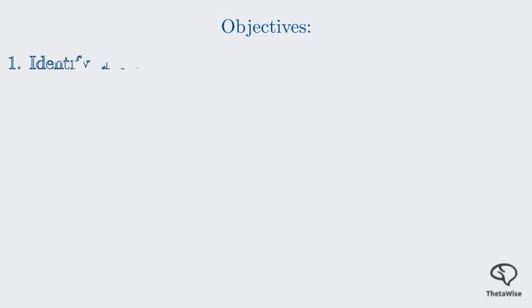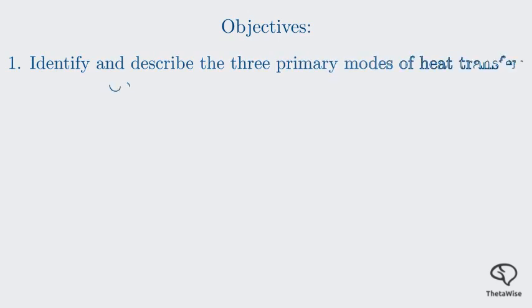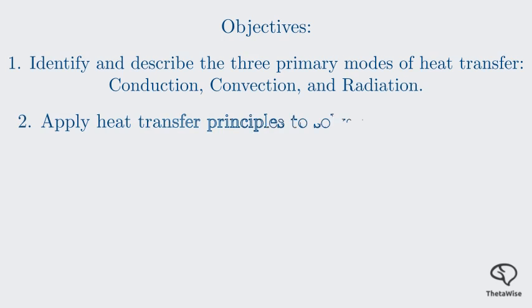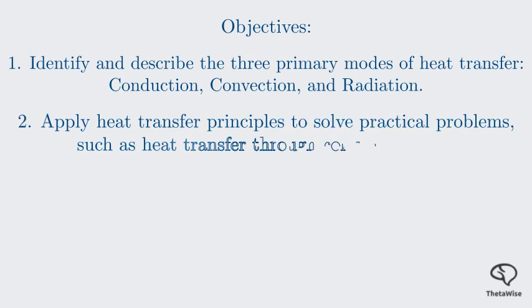First, you will learn to identify and describe the three primary modes of heat transfer: conduction, convection, and radiation. We'll explore the underlying principles and mathematical foundations of each. Second, we will apply these principles to solve practical problems involving heat transfer through composite walls. This will give us a strong foundation for understanding the resistance networks in heat exchangers. By the end of this session, you will be able to confidently explain and calculate heat transfer for these foundational scenarios. Let's begin with the first mode of heat transfer: conduction.